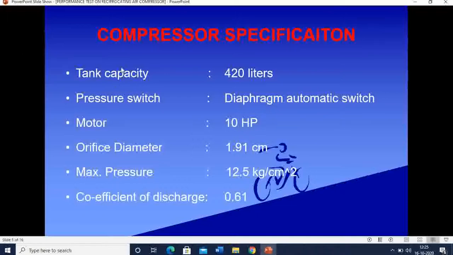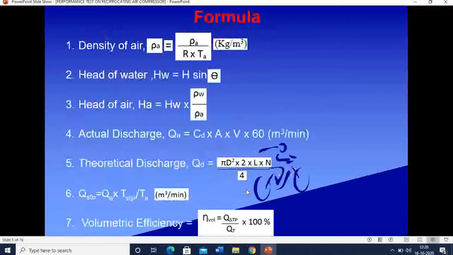When you go for the tank capacity, it is 420 liters, and the pressure switch we are using for this reciprocating air compressor is a diaphragm type automatic switch. The motor is 10 HP, the orifice diameter is 1.91 centimeter, and the coefficient of discharge CD is 0.61.